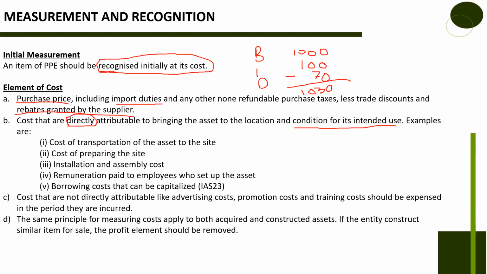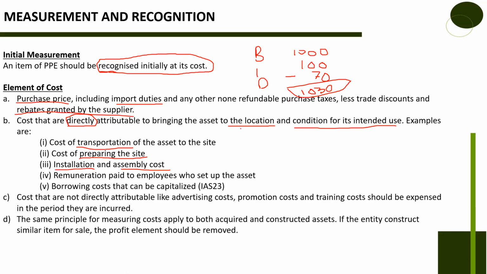But you needed to pay for transportation to take it from the port home. Let's say it's a generator. You needed to prepare the site and build a house for the generator. Somebody is coming to install it and assemble all these things together. Anything directly attributable to bringing the asset to the location and putting it into a condition that you can now use it. Because at the port, you cannot use it.